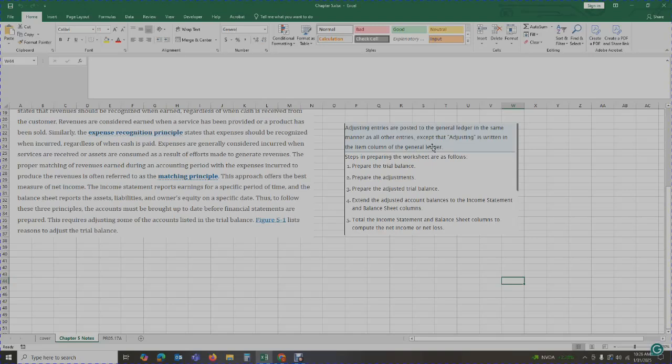So when we are preparing the worksheet, we're going to prepare the trial balance, we're going to prepare the adjustments, we're going to prepare the adjusted trial balance. These are my amounts after my adjustments. And then we're going to extend the account balances to the income statement or the balance sheet. We're going to total the income statement and the balance sheet columns, and from the worksheet, we're going to compute our net income or net loss for the period.